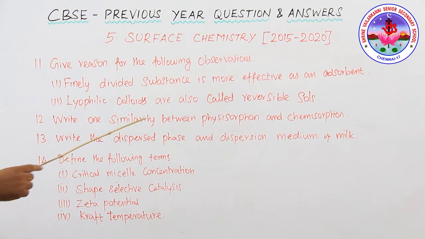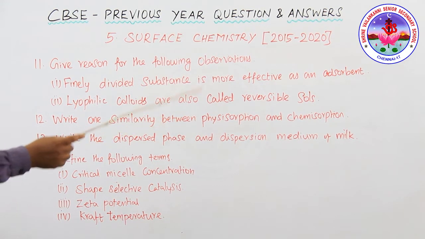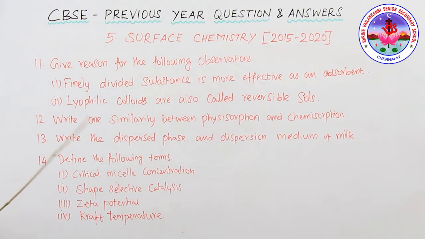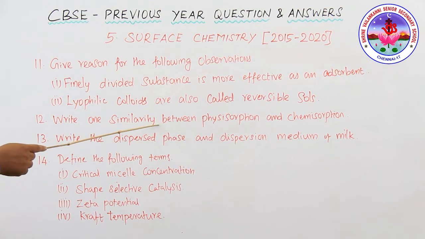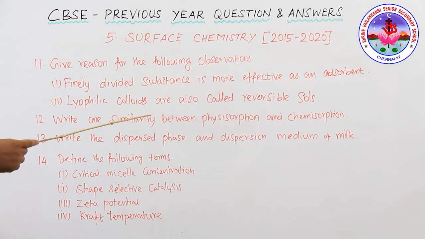So these are the similarities between physisorption and chemisorption. I will repeat this. The similarities are: first, both are exothermic in nature. Second, both are surface phenomena, that is, both increase with increase in the surface area.